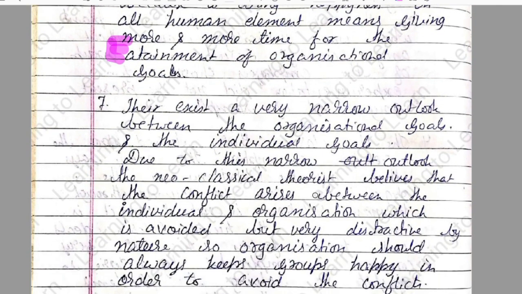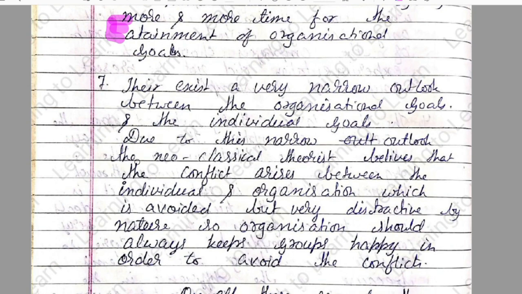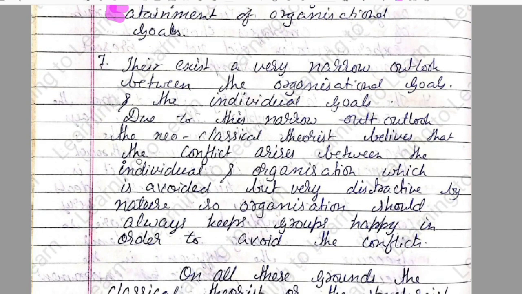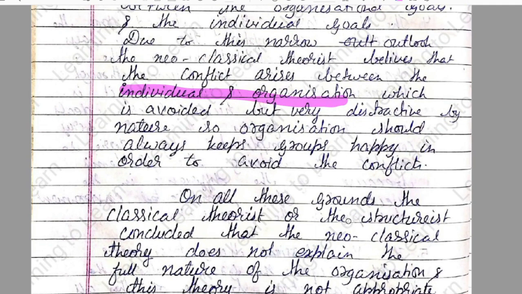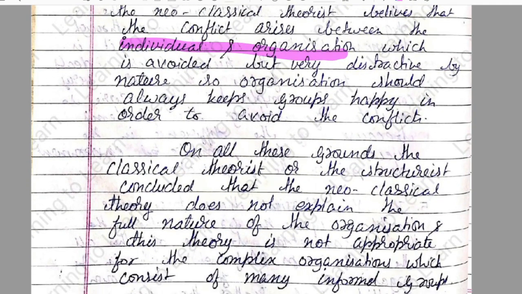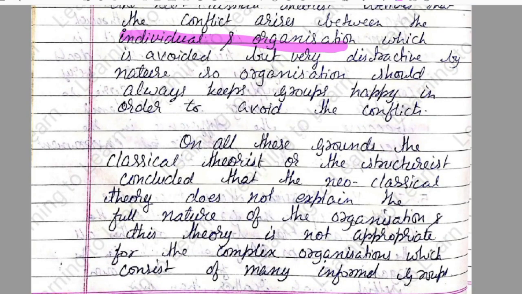Now, there exists a very narrow outlook between organizational goals and individual goals. Due to this narrow outlook, the neoclassical theorists believe that conflict arises between the individual and the organization, which is avoided by keeping groups happy. But of course we cannot keep individuals happy, we will not be able to keep groups happy, and we cannot fulfill every demand of the groups like the trade unions, etc. So this is one of the limitations.